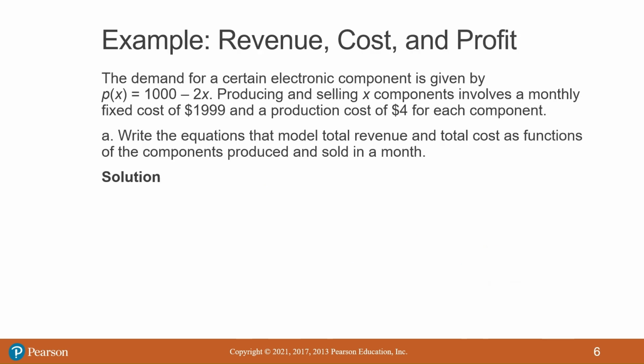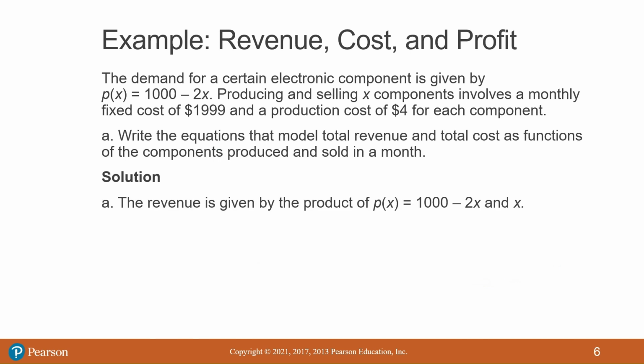Now let's look at a revenue cost profit example. It says the demand for a certain electronic component is given by p of x equals 1,000 minus 2x. Producing and selling x components involves a monthly fixed cost of $1,999 and a production cost of $4 per each component. Let's write the equation that models the total revenue and total cost as functions of the components produced and sold in a month.